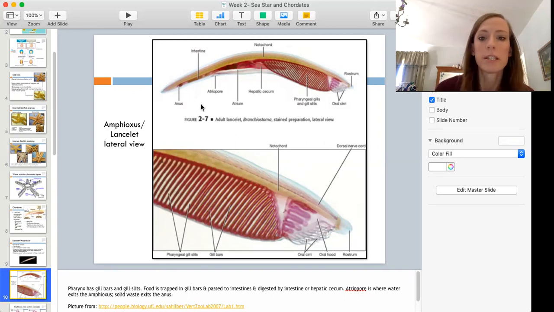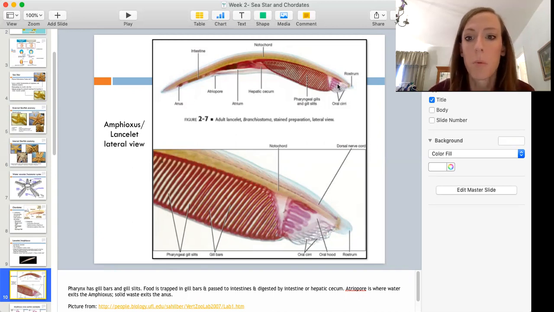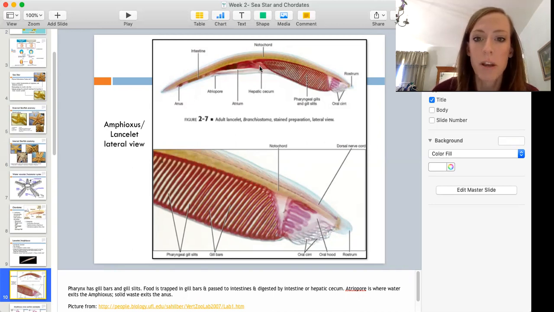This is a lateral view, the whole mount. This is the head end. This is the tail end of the amphioxus. We're going to look at the mouth parts in particular. You've got the oral cirri here, the rostrum. We've got the pharynx with the gill bars and gill slits. And then just behind that is the hepatic cecum, and that has a role in digestion.